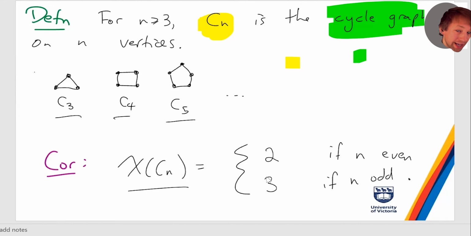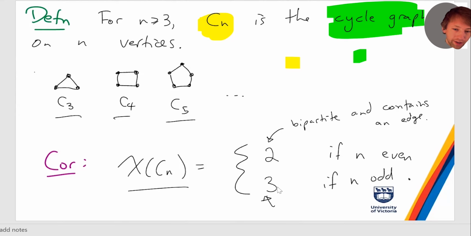For the even case, the answer is 2 because an even cycle doesn't contain an odd cycle, so even cycles are bipartite. They have chromatic number at most 2. And clearly, the chromatic number is at least 2 because if you look at two adjacent vertices, they have to get different colors. This is because it's bipartite, with no odd cycle, and contains an edge.